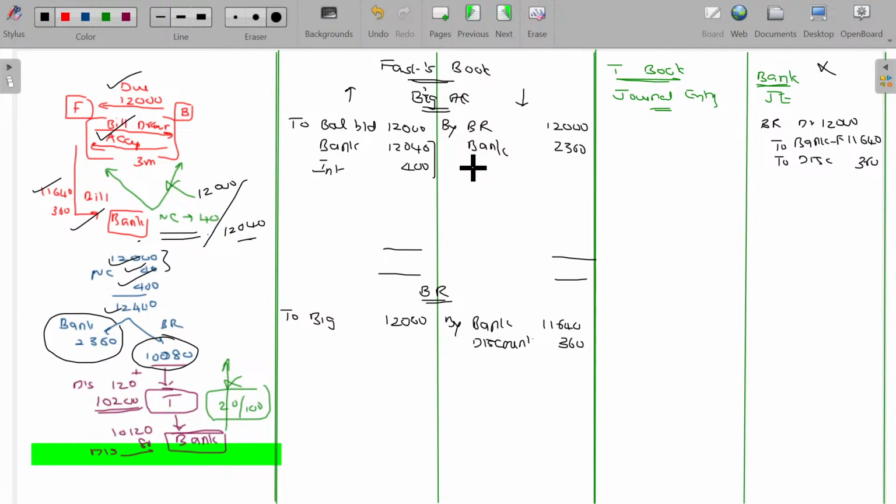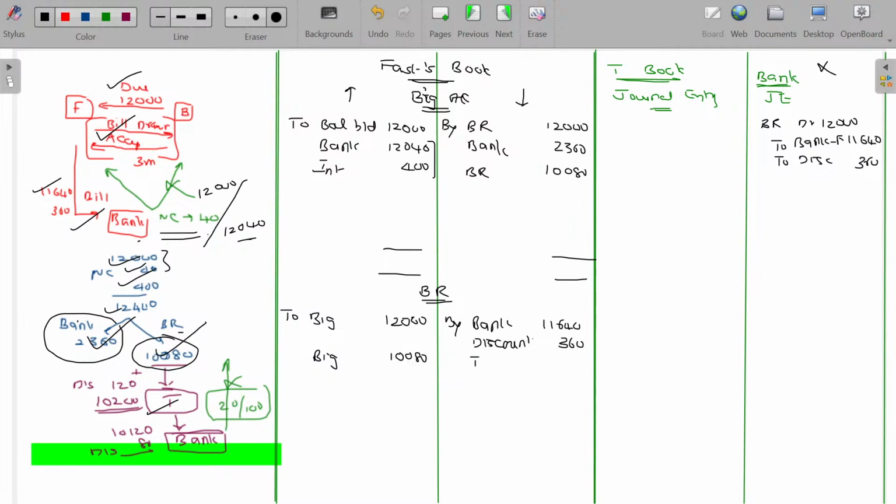We collect further 10,080, another new BR. This BR value is transferred here. BR, big, the value being 10,080. Clear? So this one is over. Now big endorses that to whom? T. So he endorses this to T.